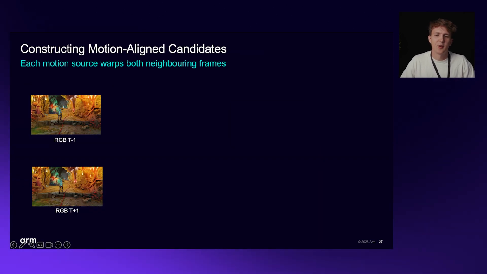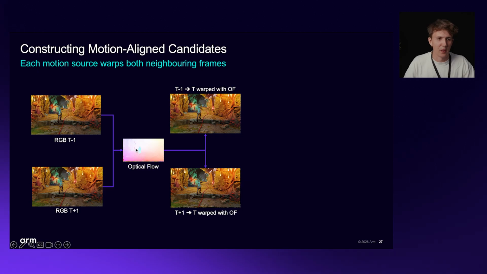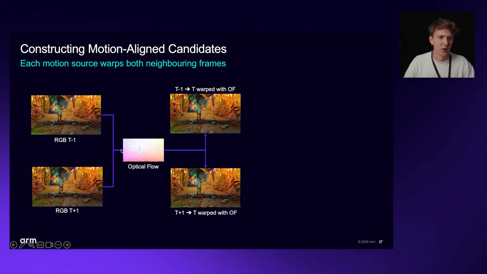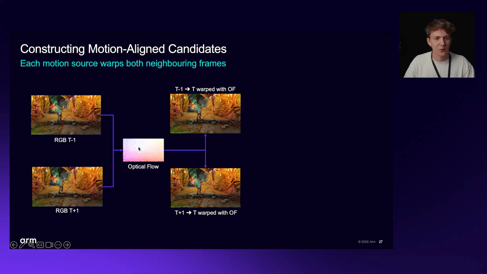So now let's talk a little bit about how we generate the 4 candidate frames. First we take frames RGB T-1 and T+1, so these are the 2 sides of our interpolation, and we warp them with the optical flow. So we warp both with the optical flow to generate 2 candidate frames. For example here we take RGB T-1, warp with the optical flow to T, and that generates this frame here. And we do the same with T+1, we warp it with the optical flow to T, and this generates this candidate frame here.